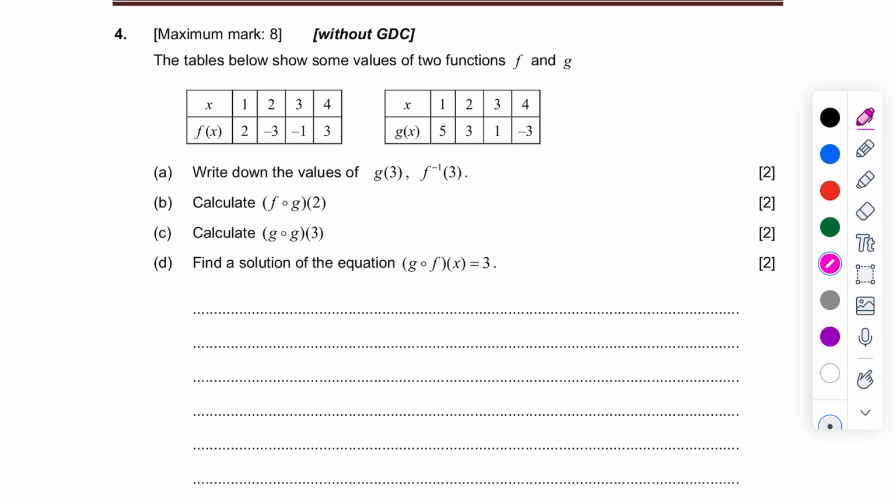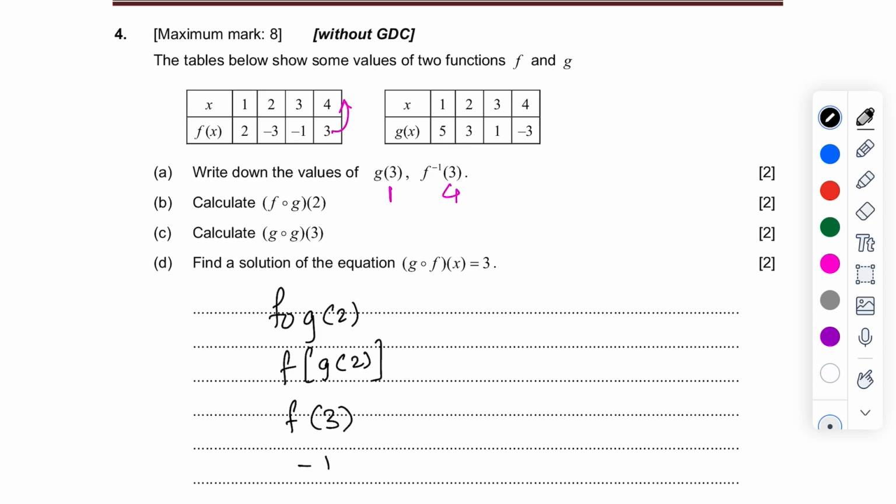Question number 4. G of 3. G of 3 is 1. F inverse of 3. When do I get 3 in the f inverse table? 4. Next, f circle g of 2. So f of g of 2. What is g of 2? 3. And f of 3? Negative 1.